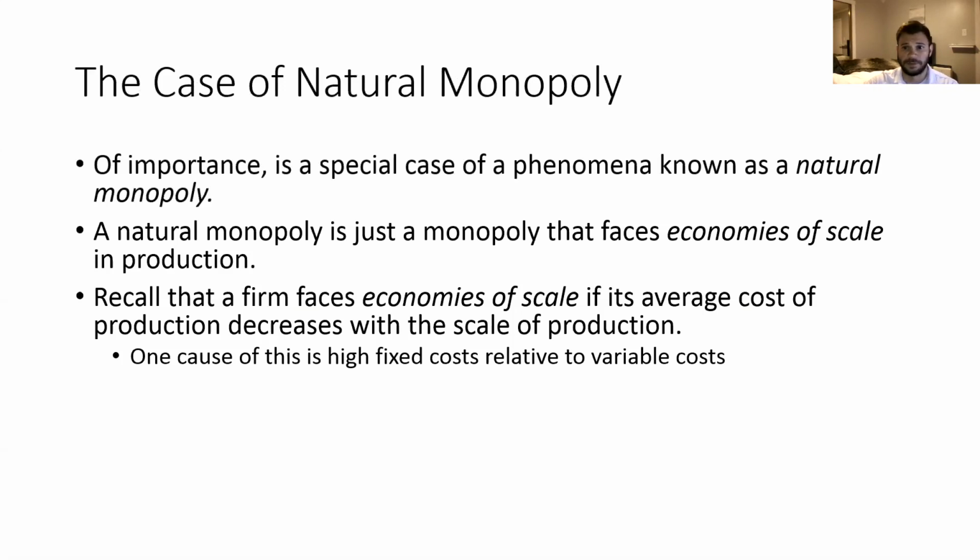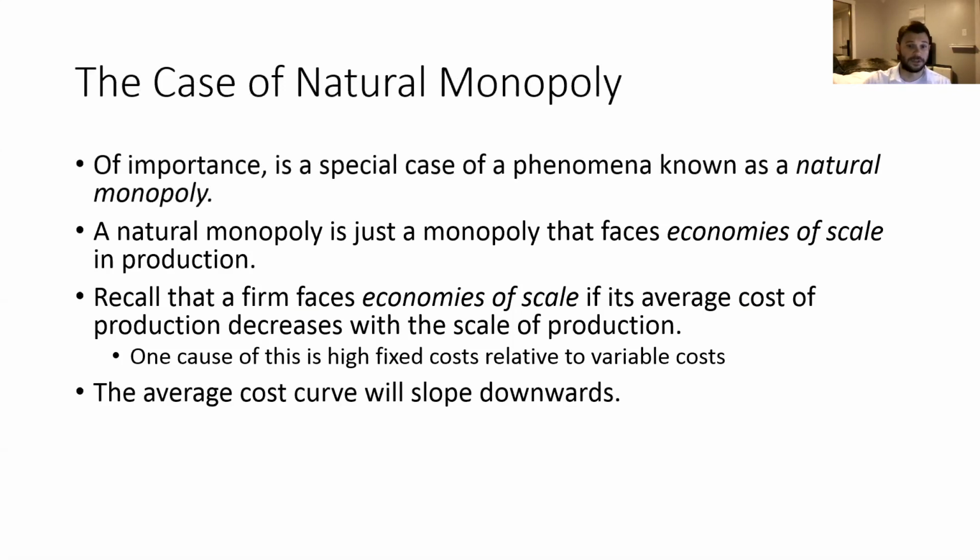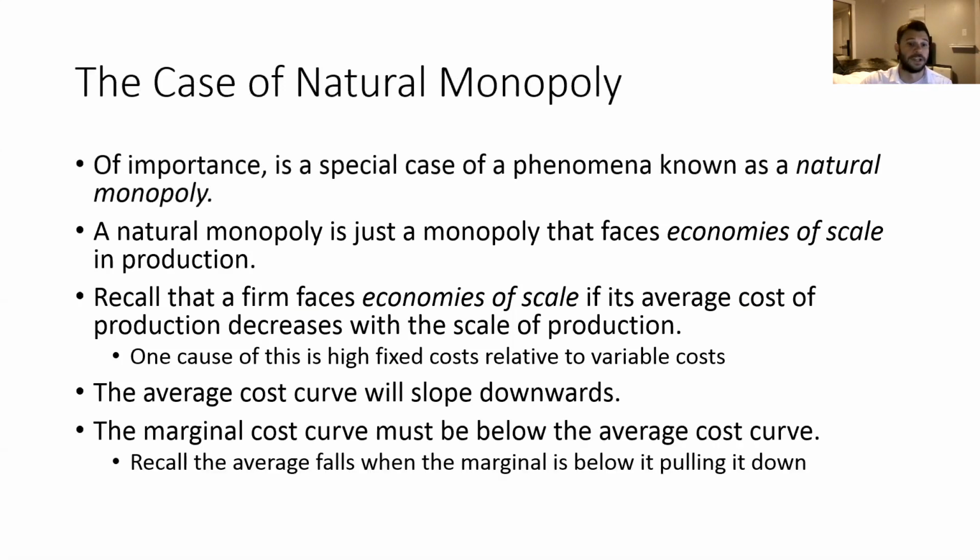So in this special type of situation, the average cost curve will be sloping downwards when we face economies of scale by definition. And the other thing to remember is that when the average is decreasing, that's because the marginal is underneath. So the marginal cost curve will be below the average cost curve in this situation as well.